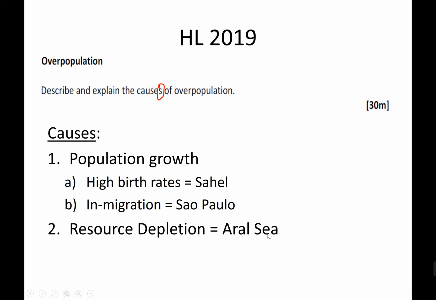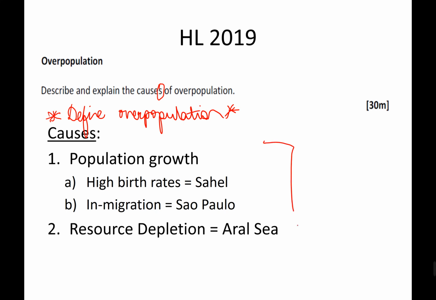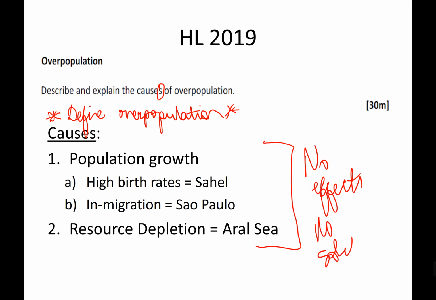But before you do any of this, what should you do? You should define overpopulation. So for the start of any of these essays, you need to put in an explanation of what overpopulation is. Okay? Now, there's something else occurred to me there and I'm after forgetting about it. Oh yeah. So you're just discussing the causes. No effects, no solutions. You won't get any marks for them.